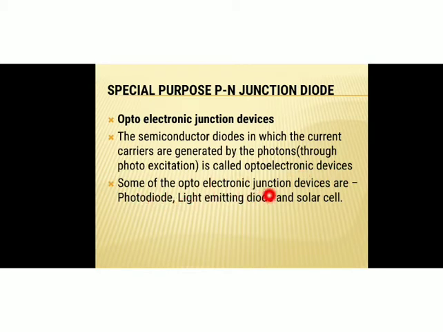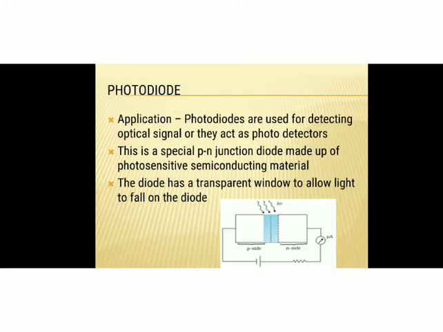Some of the optoelectronic junction devices are the photodiode, the light emitting diode, that means LEDs, and the solar cell. First let's discuss the photodiode. What do you mean by photodiode? What is the application of a photodiode? Photodiodes are used for detecting optical signals, or they act as photodetectors.